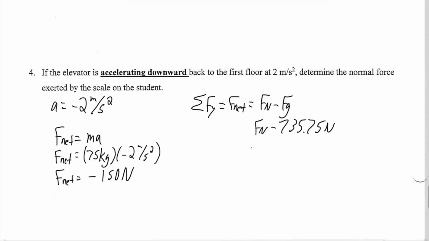Now we're looking for our normal force. We found before that our net force is minus 150 newtons. So now if we solve for our normal force, we'll find that it is equal to 585.75 newtons. All right, so we can notice the difference from the normal force before when the elevator wasn't moving to when it started accelerating.